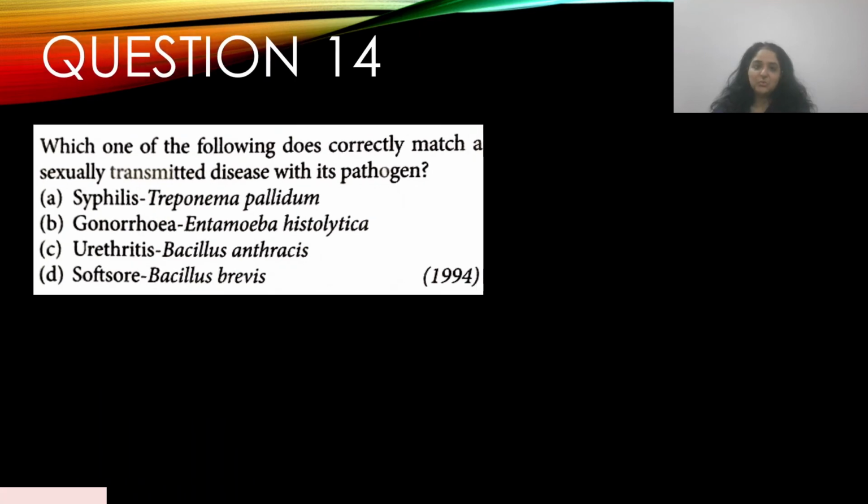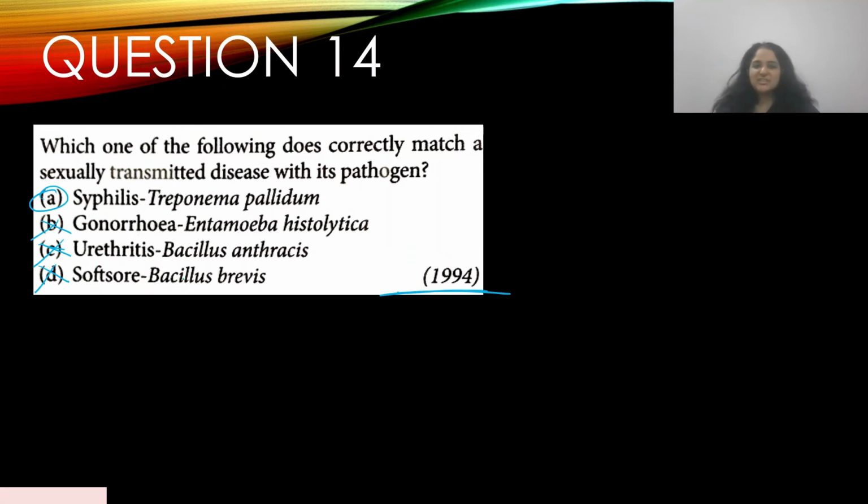Okay, so question number 14. Which one of the following does correctly match a sexually transmitted disease with its pathogen? Okay, this appeared in 94. So you have A, syphilis, Treponema pallidum. Yes, that's correct actually. Gonorrhea, Entamoeba, no, that's incorrect. Urethritis, Bacillus anthracis, no. Soft sore, Bacillus brevis, no, that's Haemophilus ducreyi.